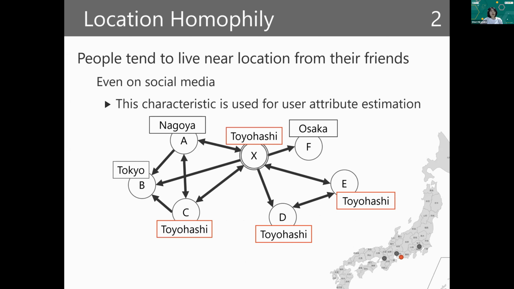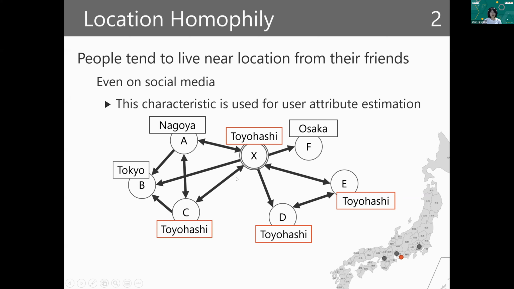First, we introduce location homophily. Location homophily is a tendency that people live near their friends. This is because people are more likely to make relationships with people who they interact with. This tendency exists even for online relationships on social media. So the online social graph is used for user attribute estimation.